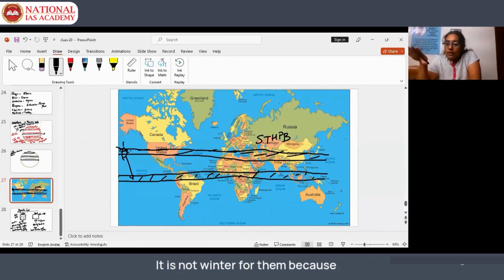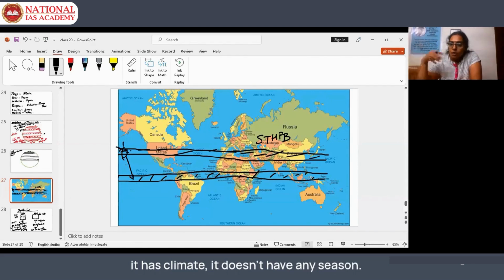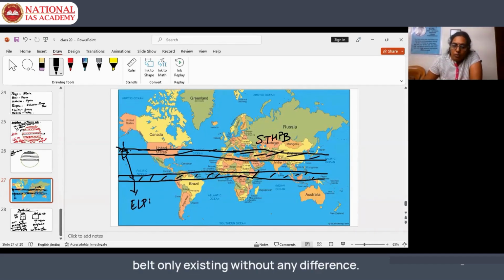It is not winter for them because equator doesn't have seasons. You don't have summer, you don't have winter. Throughout the year, they receive a high amount of sunshine. That is why they are called the equatorial region and they have an equatorial type of climate. So the equator has a climate, but it doesn't have any season. So hence you have the equatorial low pressure belt only existing without any difference.